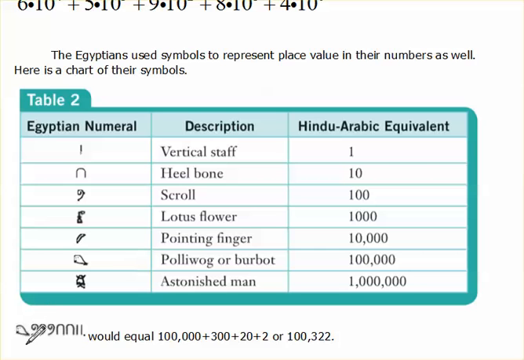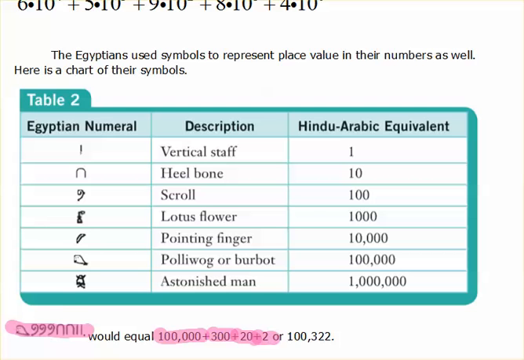So, for instance, in Egypt, if you had something written like this, the polliwog here represents 100,000, so that's here. And then you've got 3 of these scrolls. Well, the scrolls are worth 100, so that's 3 hundreds. And then you've got 2 of these little upside down U's, which mean a heel bone, so those are worth 10. So that would be 2 tens or 20. And then you've got 2 of the staffs, which are worth 1, so that would be a 2. And whenever you add all that together, that would be 100,322.